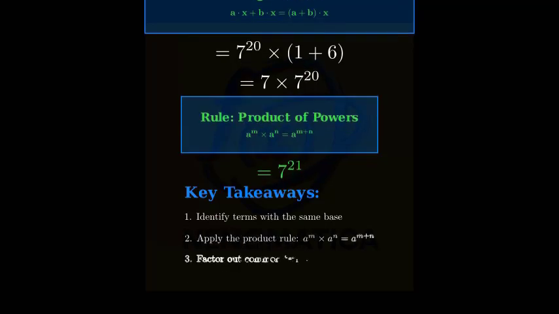Let's summarize what we've learned about simplifying expressions with powers. First, we identify terms with the same base and look for ways to rewrite coefficients. Second, we use the product rule for exponents, which says that when multiplying powers with the same base, we add the exponents. Third, we factor out common terms to simplify our expressions. And finally, we apply the rules again as needed to reach our final answer. These techniques are powerful tools for simplifying complex expressions with exponents.